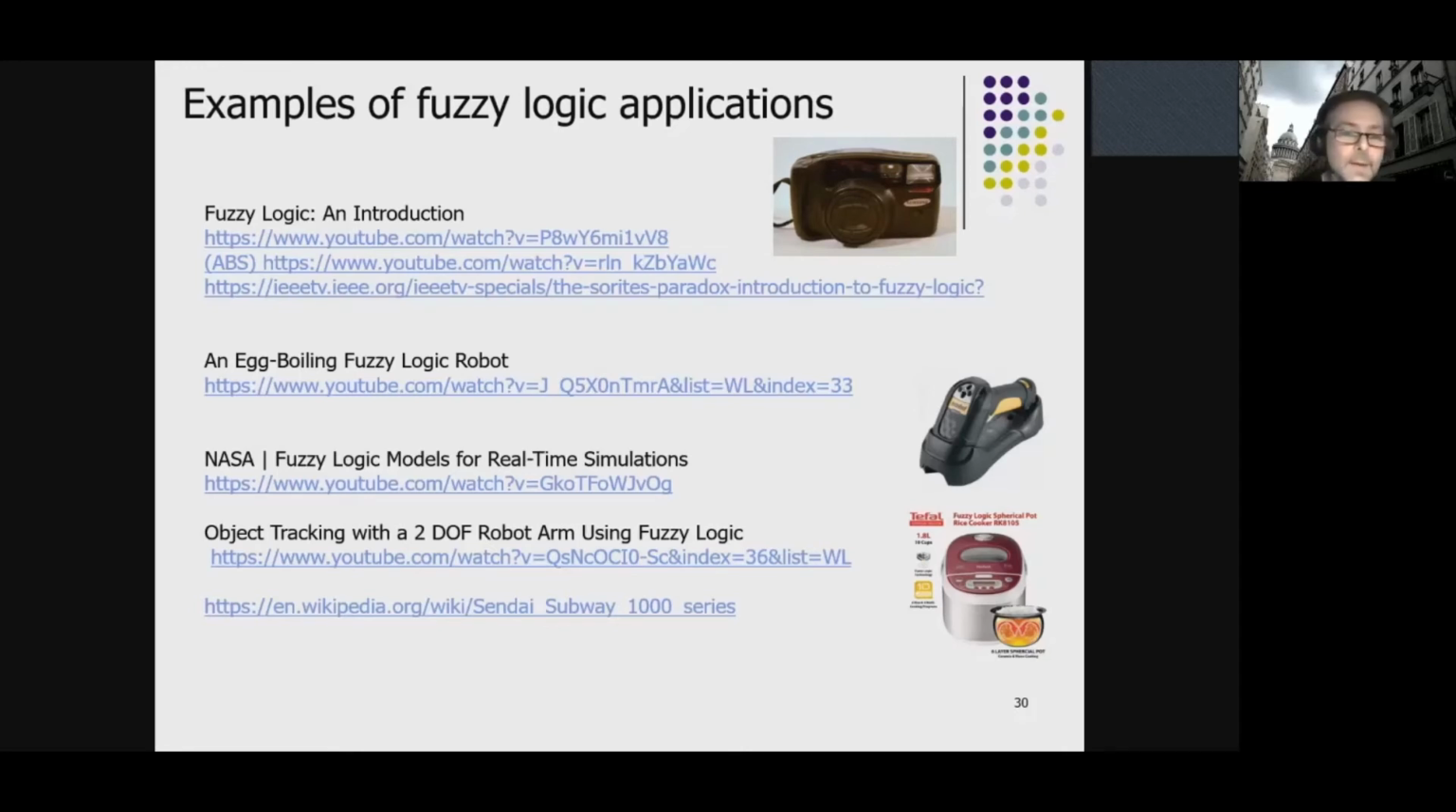So in these examples, you can see different kinds of applications. There are videos online on YouTube. There is a very interesting article in Wikipedia about one of the first applications of fuzzy logic, to control the brakes of an automatic train, the Sendai subway in Japan. That was developed by Hitachi, one of the first large-scale applications of fuzzy logic in the real world.